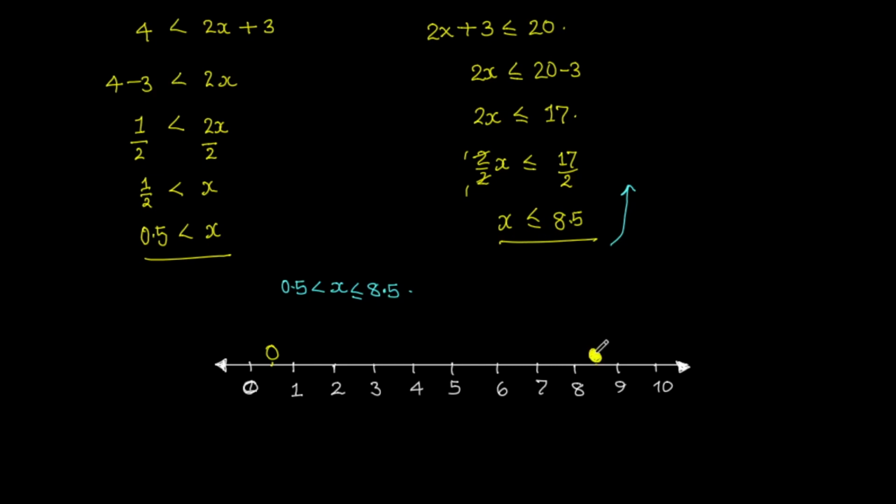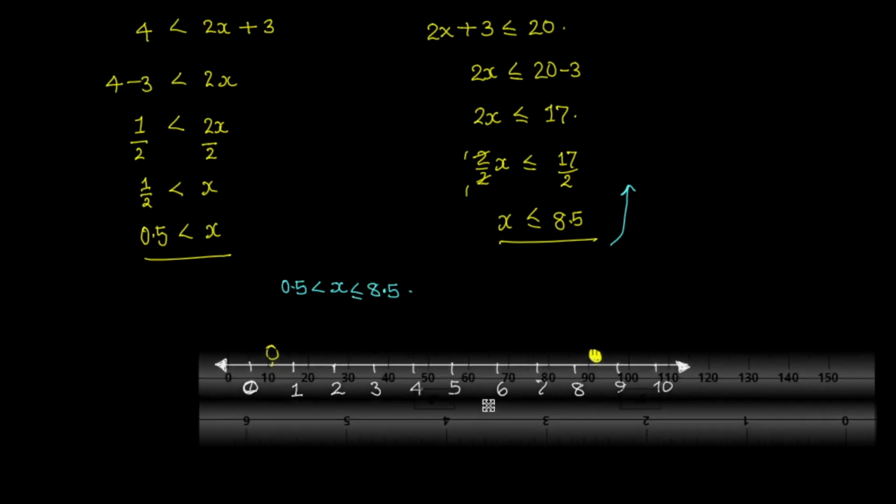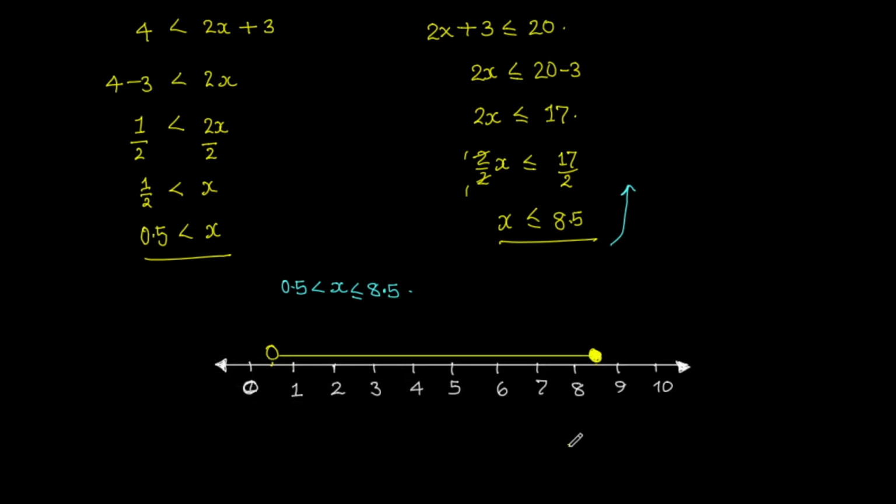Why is it shaded? Because of the sign here. So joining this up together, we'll have our ruler, target it well and join. And I think this is a great job. Okay, writing the solution up here, we'll have 0.5 is less than x is less than or equals to 8.5.